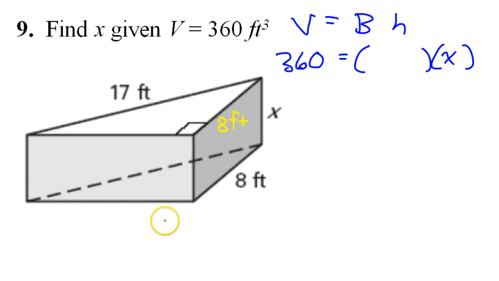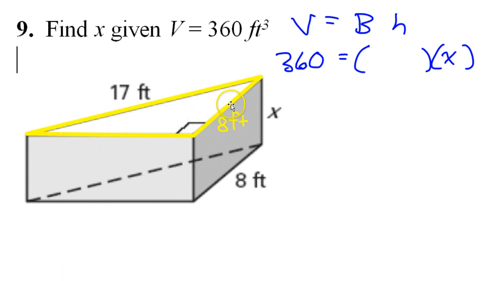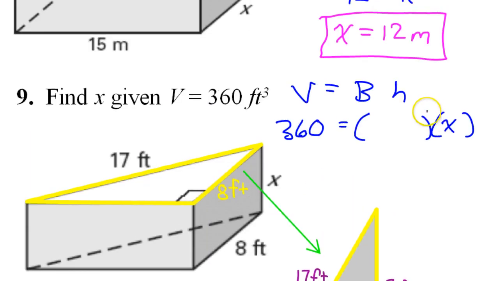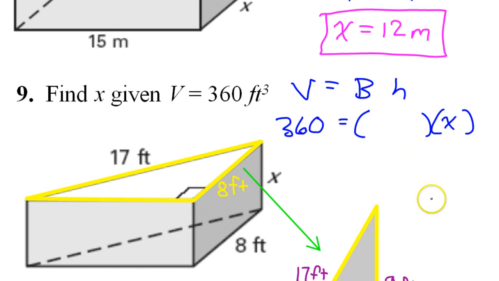I'm going to redraw it so we're looking at it straight on, because I think it's easier to make mistakes when we're looking at it from the side. So I'm going to take this base and redraw it down here. So if you can visualize that, then this 8 feet is right here, and the 17 feet is the hypotenuse. Okay, so we need to find the area of this, because we're trying to find the area of the base. So we can do area of the base times the height.